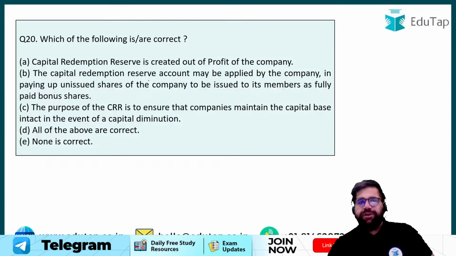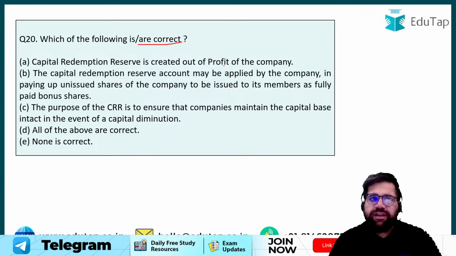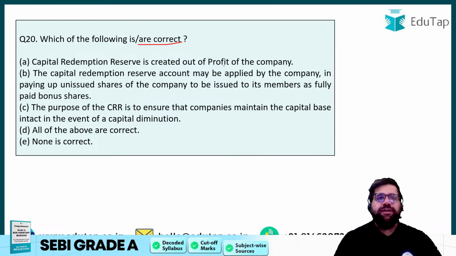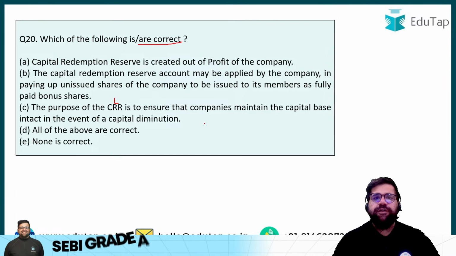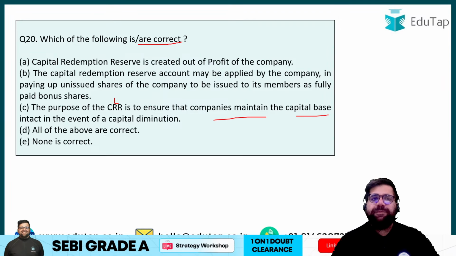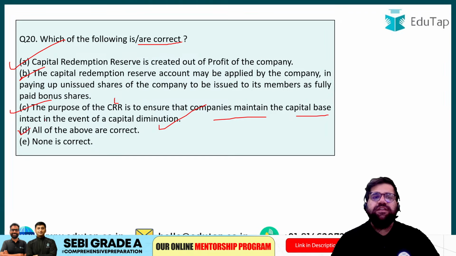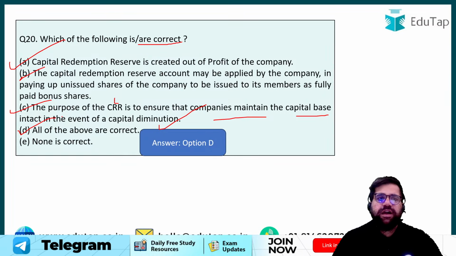Now moving to question number 20. Which of the following is correct? Capital redemption reserve is created out of profit of the company. Capital redemption reserve may be applied by the company in paying up unissued shares of the company. The purpose of capital redemption reserve, this is your CRR, is to make sure that the company has its capital base intact in the case of capital redemption. Yes, all these three statements are correct because these are the key features of your capital redemption reserve. So the correct answer will be option number D. Right, all of these are correct, so the answer will be option number D.